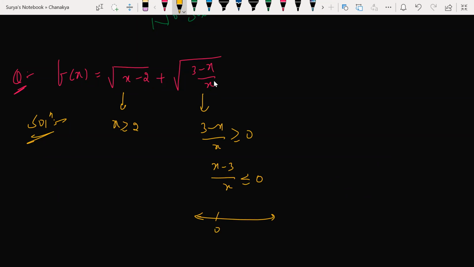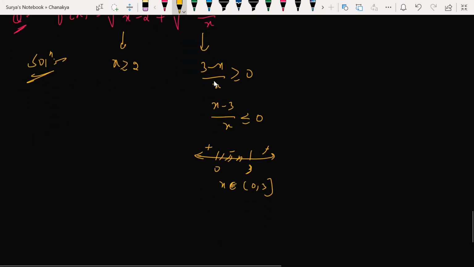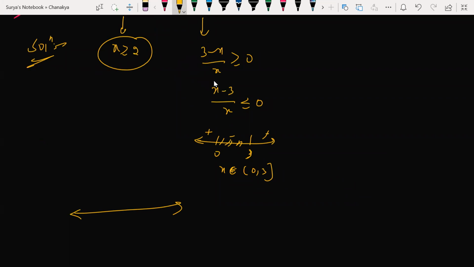So if you plot on the number line 0, 3, plus, minus, plus. So in the less than 0 region, x belongs to 0 to 3 here. Okay, x belongs to 0 to 3 I got. And here x greater than or equal to 2. Just plot on the number line. Minus infinity here, plus infinity here, 0 here, 2 here, 3 here. 0 to 3, this 0 I'm not including, and 3 is included, and x greater than or equal to 2. This is my x greater than or equal to 2 region. This is my common region here, isn't it?